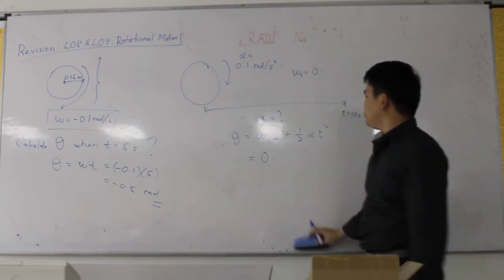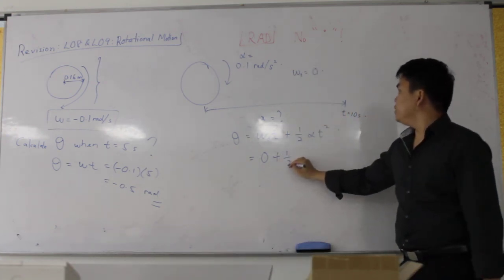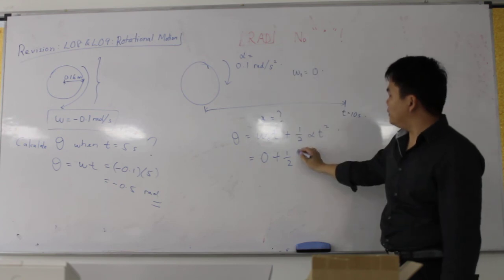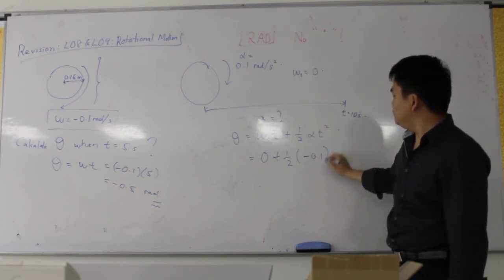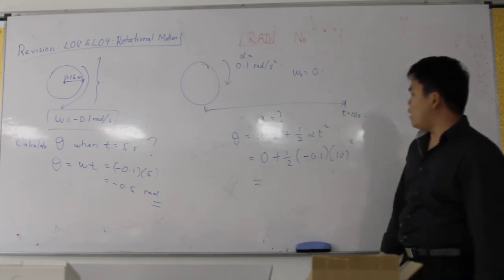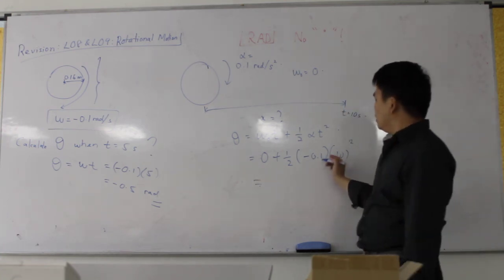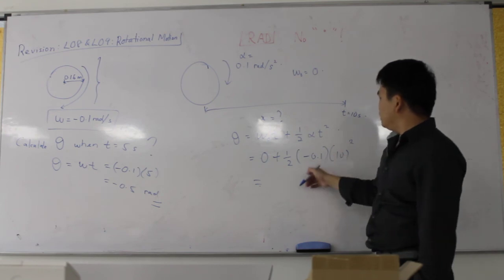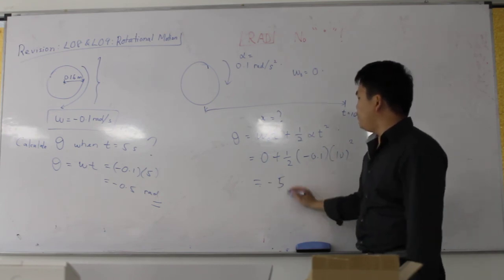On the other hand, plus half alpha is 0.1. You can put negative 0.1, times 10 squared. Then you can get 110, so it's about negative 5 radian.